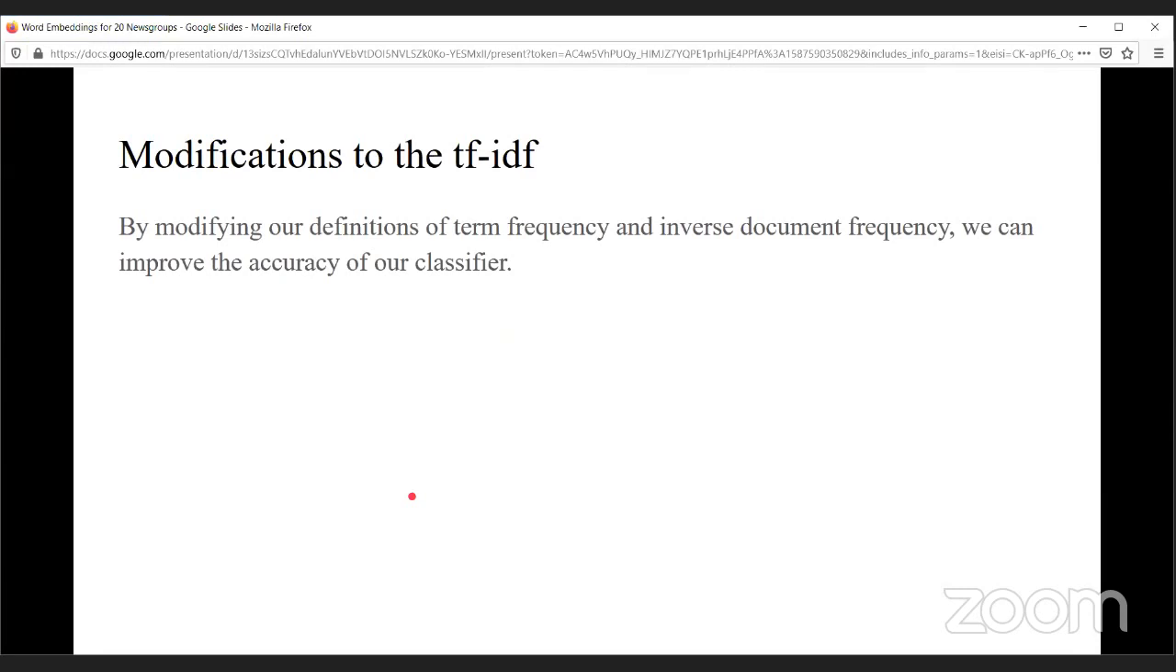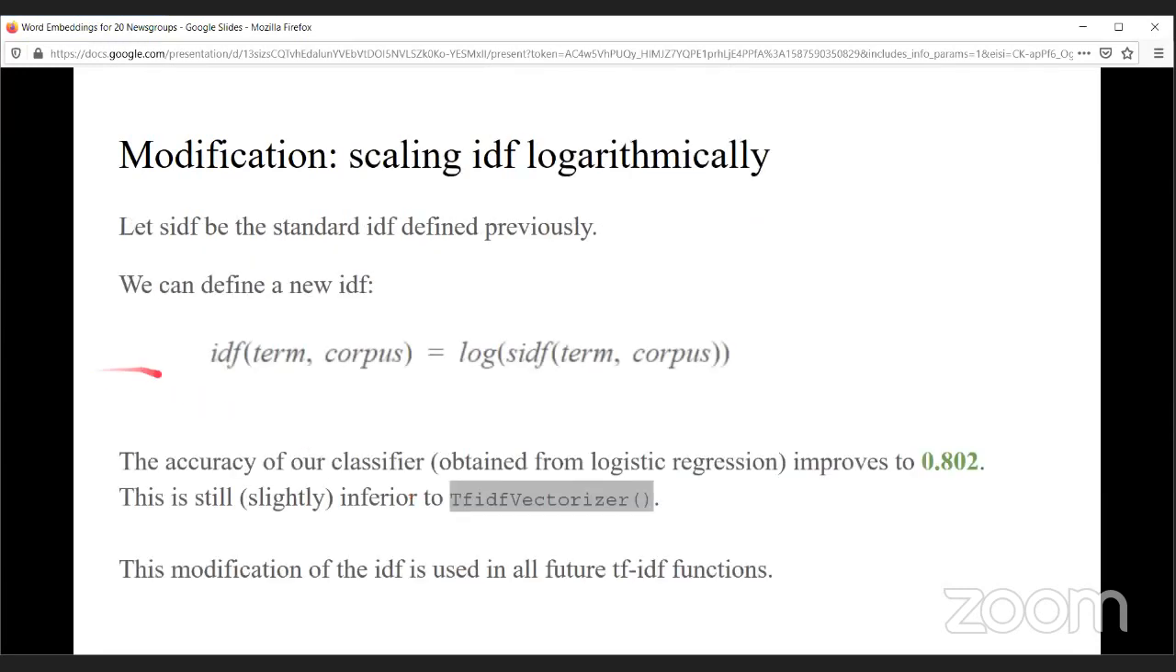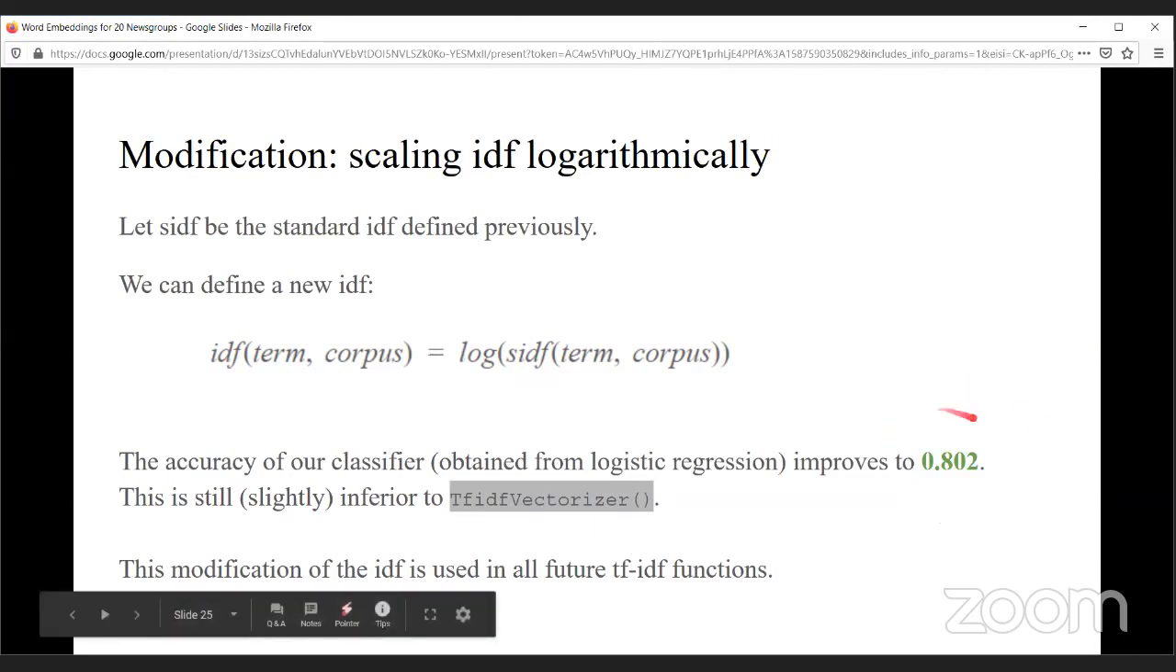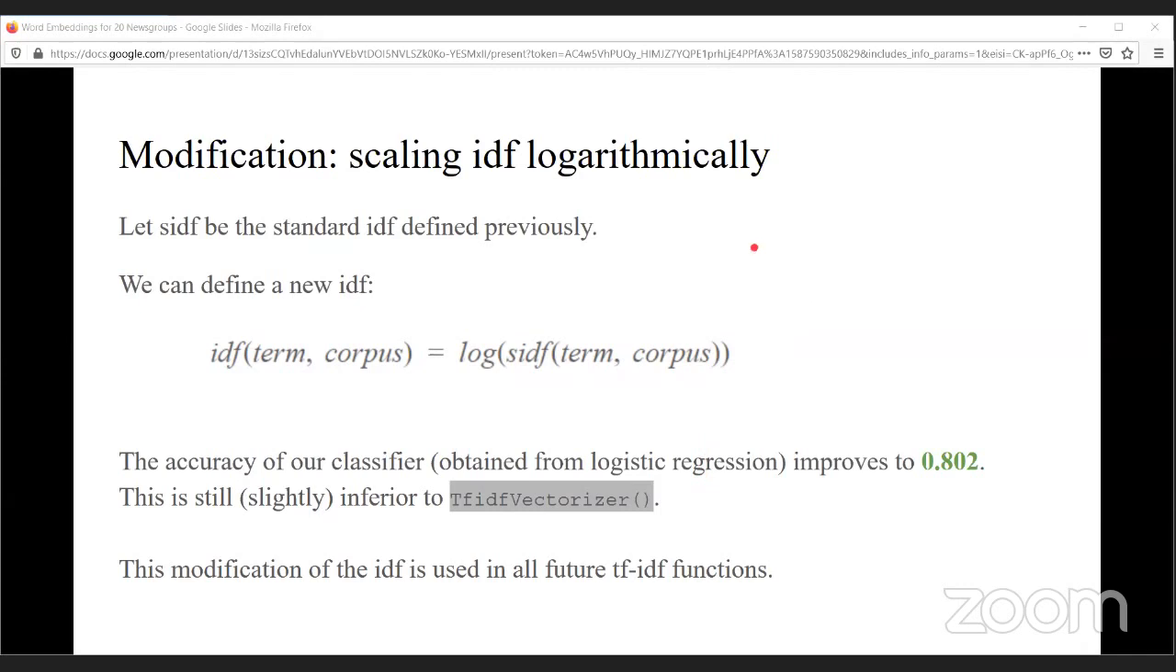Okay, so now let's go ahead and modify the TF-IDF a little bit. The first thing to do is to scale logarithmically the IDF, which, recall, is the thing that gives you a sense of how unique your word is. So maybe in the standard IDF, it's just giving too much weight to very rare words, and so maybe we need to correct that by scaling logarithmically. Just doing this improves accuracy by about 19%. And so I chose to go ahead and stick with this for the remainder of my project.